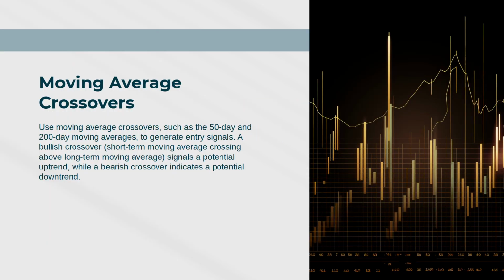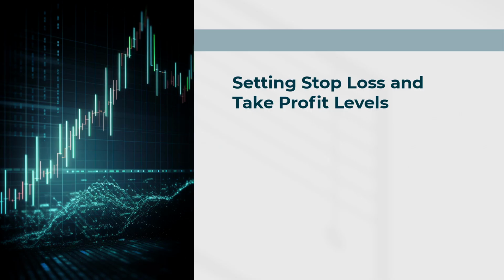Moving average crossovers. Use moving average crossovers, such as the 50-day and 200-day moving averages, to generate entry signals. A bullish crossover, a short-term moving average crossing above a long-term moving average, signals a potential uptrend, while a bearish crossover indicates a potential downtrend.